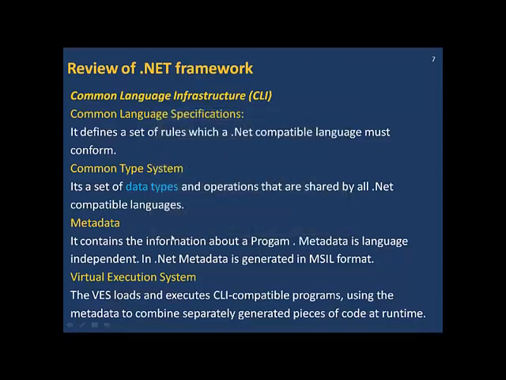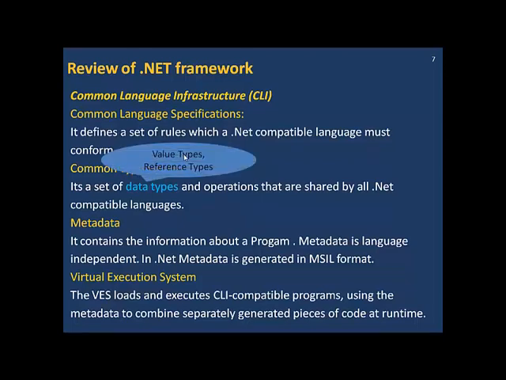The first one is the Common Language Specification. It defines a set of rules which a .NET compatible language must conform to. The Common Type System is a set of data types and operations that are shared by all .NET compatible languages. These data types can be classified into two categories: value types and reference types.